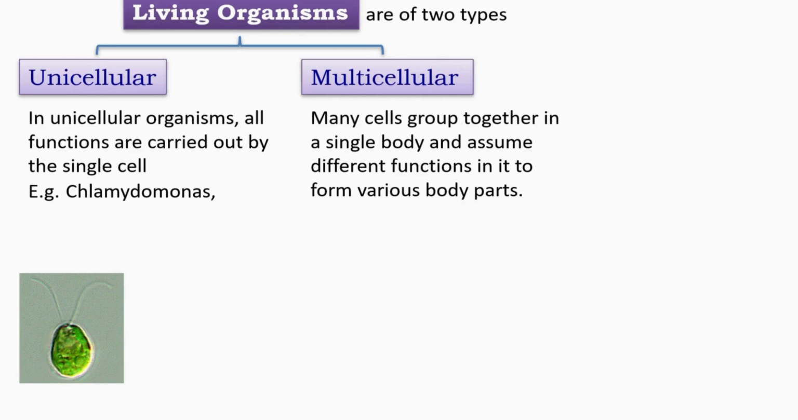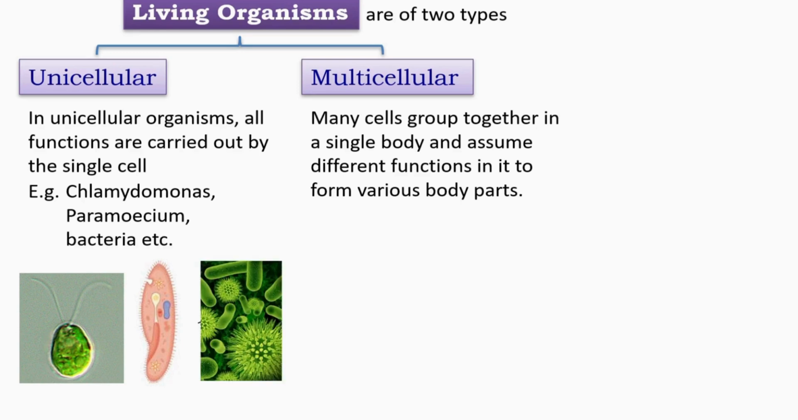Example of unicellular is Chlamydomonas, Paramecium, bacteria, etc. Example of multicellular are some fungi, plants, and animals.